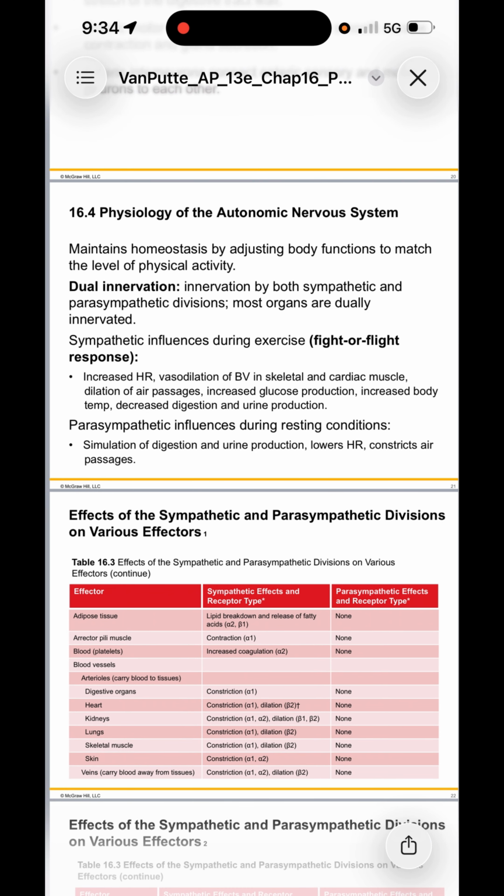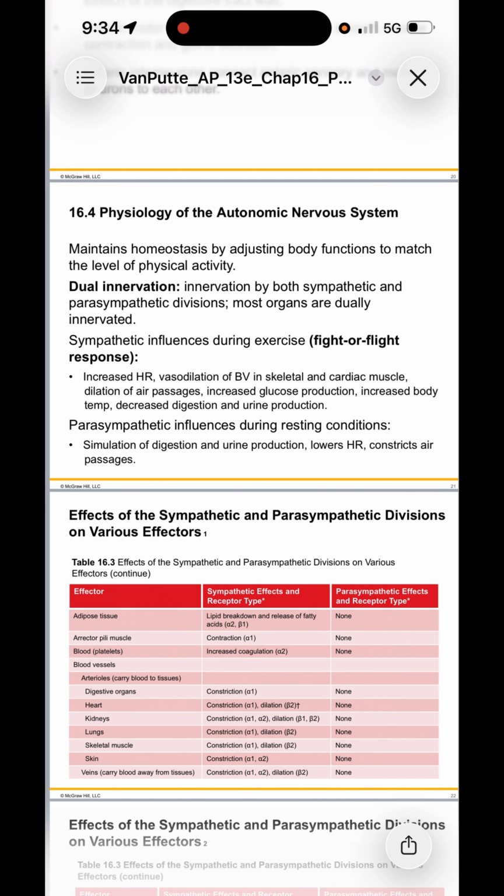16.4 Physiology of the autonomic nervous system. The autonomic nervous system maintains homeostasis by adjusting body functions to match the level of physical activity. Dual innervation by both sympathetic and parasympathetic divisions: most organs are dually innervated.